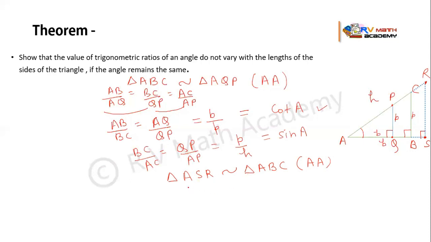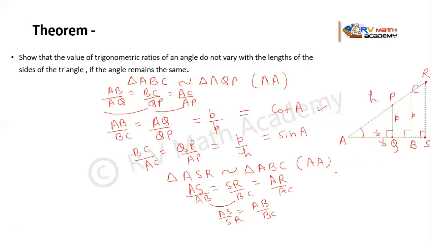So now we can observe here, if the triangles are similar, then the corresponding sides will be in proportion. So we can write AS upon AB is equal to SR upon BC is equal to AR upon AC. If I just take the first ratios, we can write AS upon SR is equal to AB upon BC. So AS upon SR.